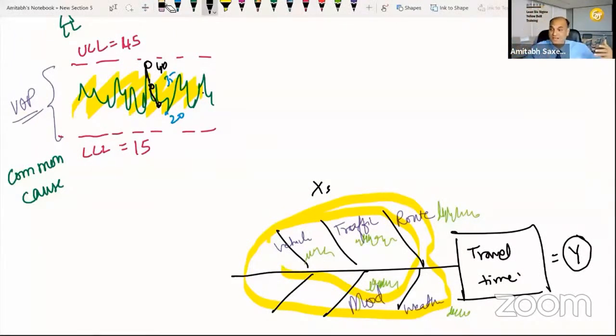And then what happens? Next week it goes up. Aha. He thinks my motivational speech really worked wonders. Sorry, a green belt or a black belt or a yellow belt or a Lean Six Sigma person will say, my dear friend, even if you don't celebrate or don't give a motivational speech, the process is going to vary between 15 to 45. This is natural variation. Don't waste your time in finding causes.